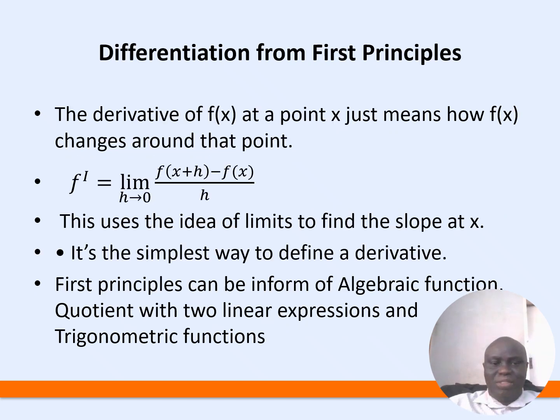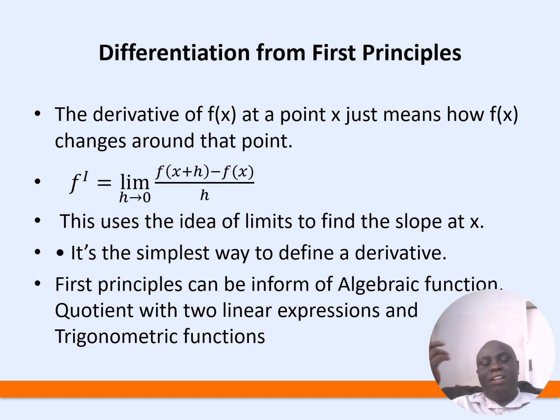Then let's see the next slide, in which we will talk about differentiation from first principle. The derivative of f of x at a point x just means how f of x changes around that point. We need a particular formula to solve differentiation by first principle. This is the formula we need: f prime of x is equal to the limit as h tends to 0 of f of x plus h minus f of x, divided by h. This uses the idea of limit to find the slope at x, and it is the simplest way to define the derivative.